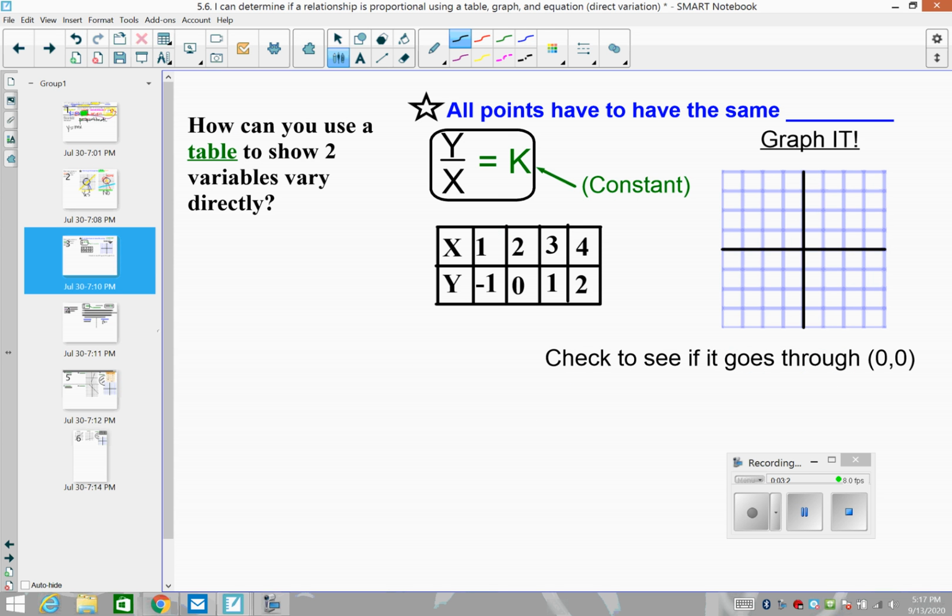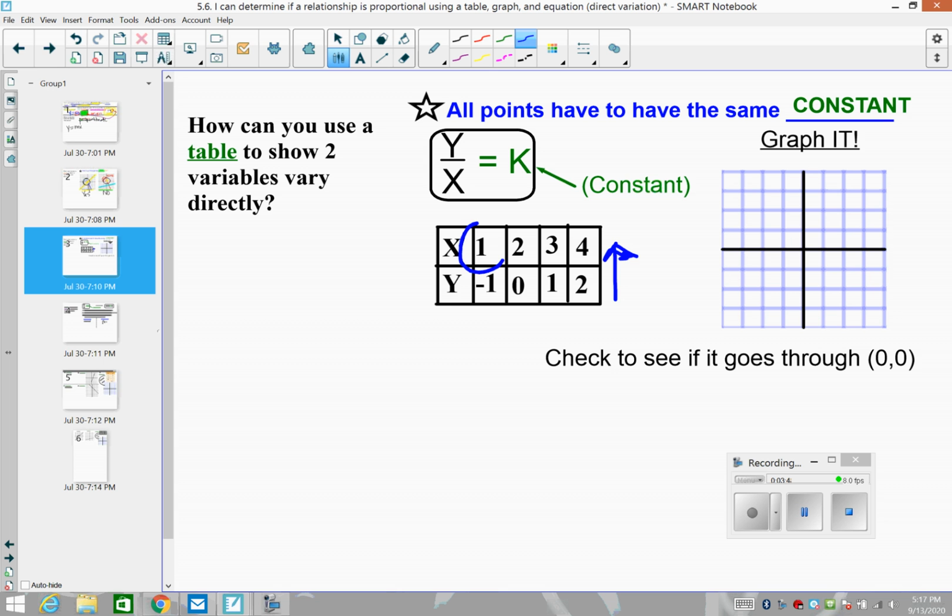Tables are very similar to graphs in that you can either look in the table or you can graph it. All points have to have the same constant in the table. So what you could do is represent y divided by x all the way through, but that takes quite a bit of time to make sure they have the same constant. So instead, I recommend graph it and see if it goes to the origin.